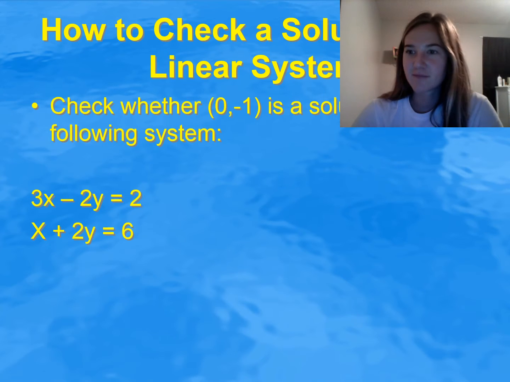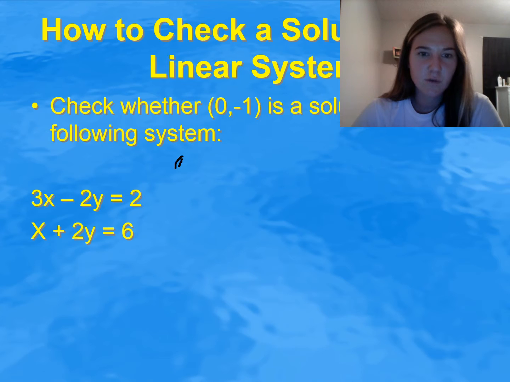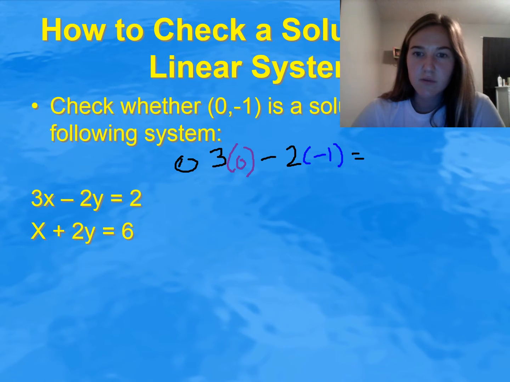Okay, let's see if you got it. So we take our first equation, equation 1, and we're going to substitute in our x value and our y value. So we get 3 times 0 minus 2 times negative 1 equals 2. 3 times 0 is 0, minus negative 2 times negative 1, positive 2, and yes, that equals 2.